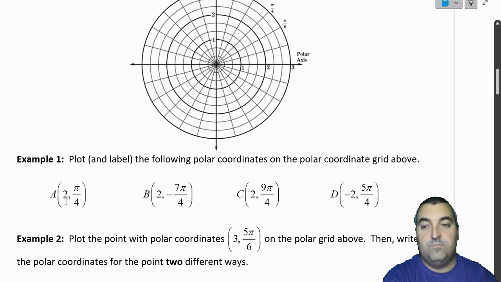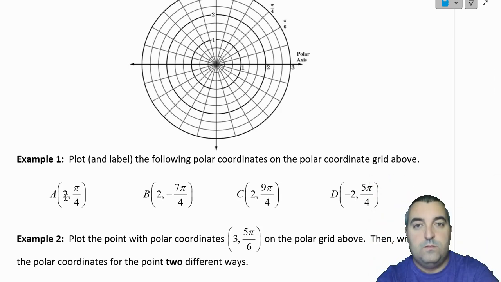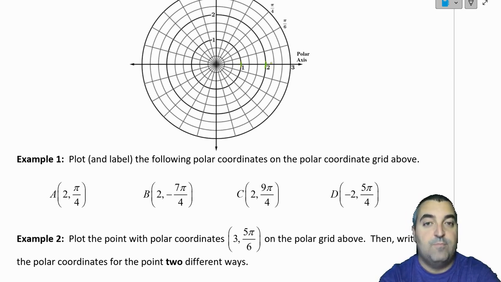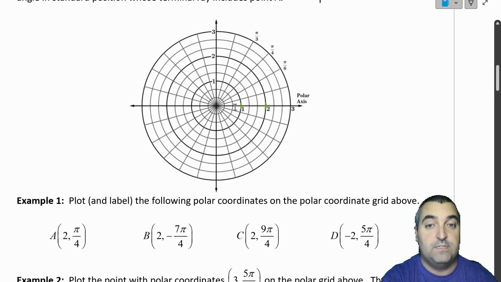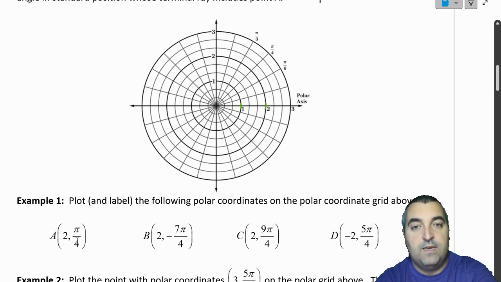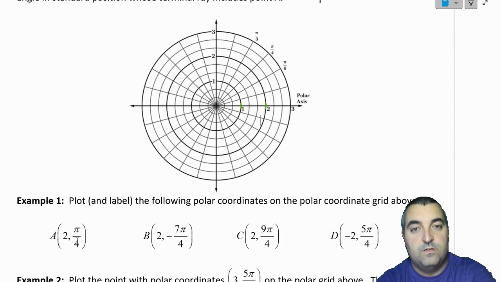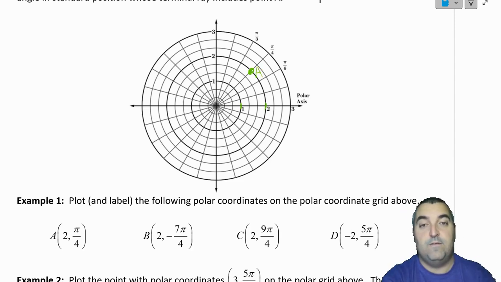The first number is our r value. So this means we're looking at the second circle. You can see the second major circle. They tick mark this on what we'd call the x-axis, but we're actually going to call it the polar axis, the positive x-axis, if you will. So we're going to go out to 2, but now we're going to go pi fourths on the angle, and we're just going to stay on this circle until we get to that pi fourths line, which is right in the middle, and we're going to plot this point. So this right there is A.